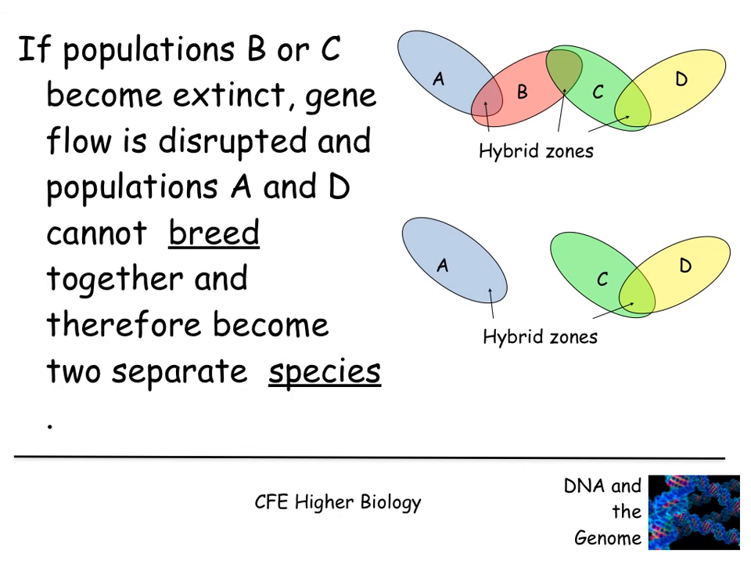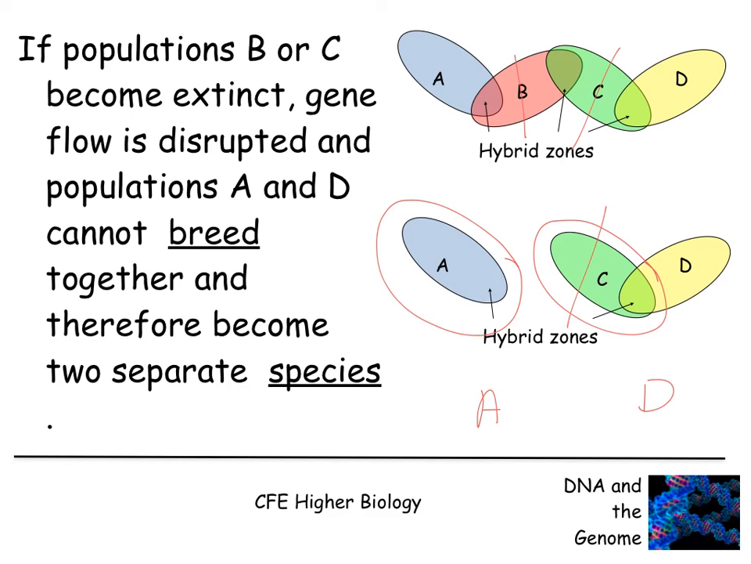Now, where populations B and C become extinct, then gene flow is disrupted and populations A and D cannot breed together, and therefore they become two different separate species. In the diagram that I've got here, it is populations B and C that become extinct, although in this diagram C is still remaining. But if C had been removed, then populations A and D would just be on their own.